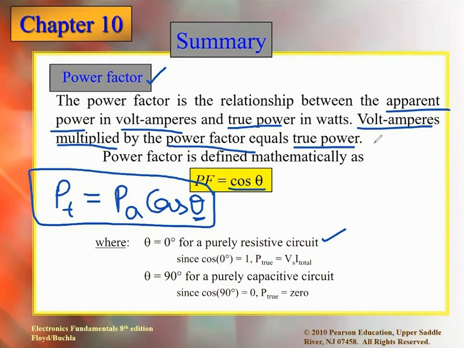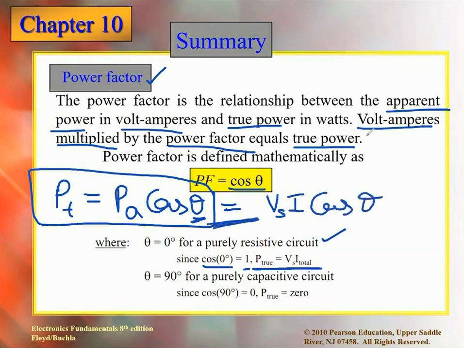Very good. Zero. So if we put zero in this formula, what will it be? Cos zero. Do you know what cos zero is? Cos zero is one. So at this time, P true will be VS I total. Why? Because what is PA? PA, I already told you, is VS times I cos theta, which can also be written like this. So this factor will become one, and P true at that time will be like that.